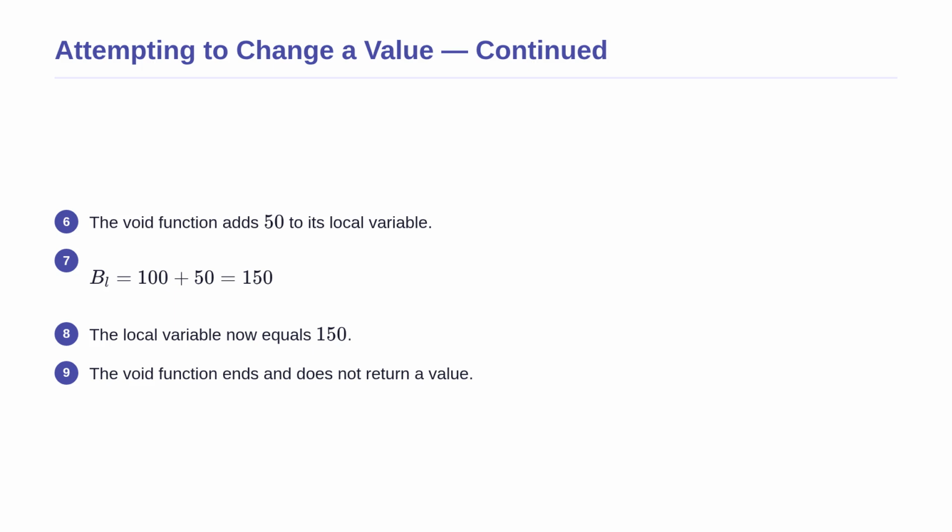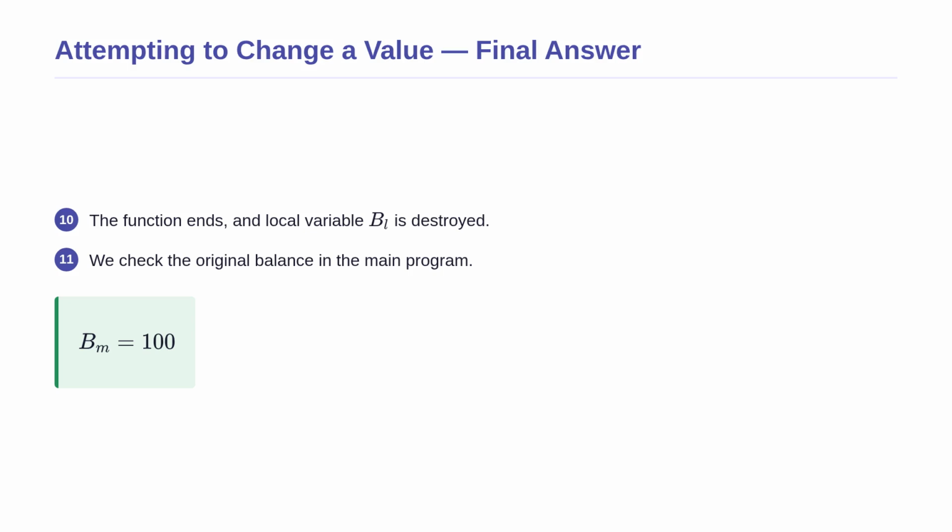However, because this is a void function, it does not return this new value to the main program. Furthermore, because of local variable scope, this modified variable is completely isolated from the main program. The function has done its internal math, but it has no way to communicate this new balance back to the original account. Now we see the final consequence of this setup.